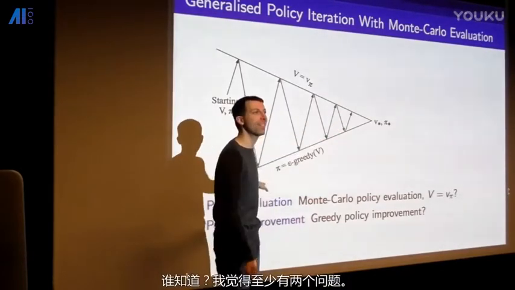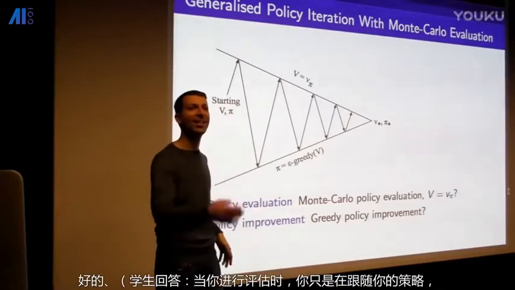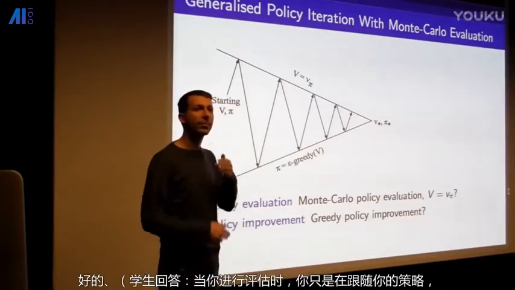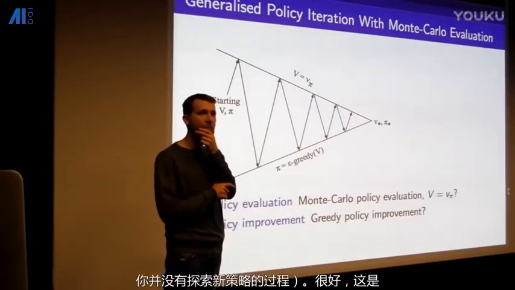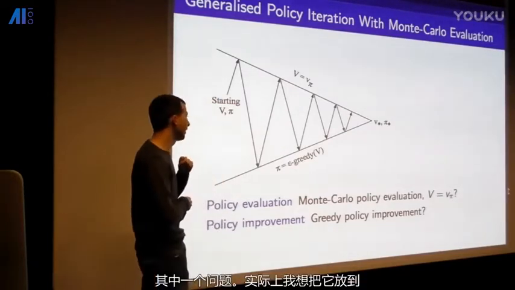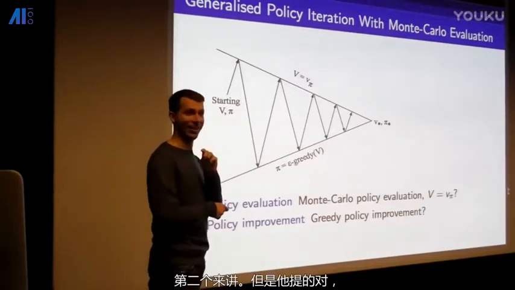So what's wrong? Can anyone think? There's actually two problems with this. Okay, good. So if, when you're running the trajectories, you follow your policy, then you're not going to explore very well. Okay, great. So that's one of the two problems. We'll actually come to that one second.